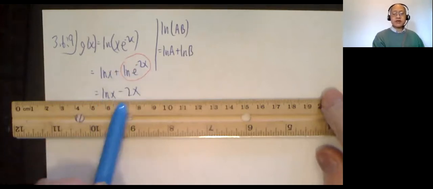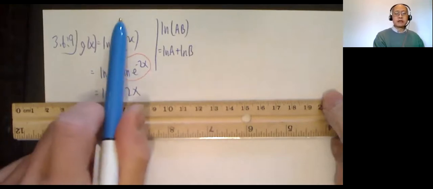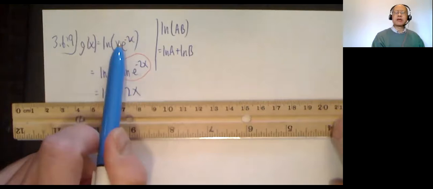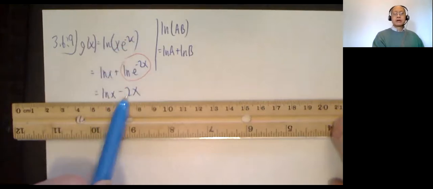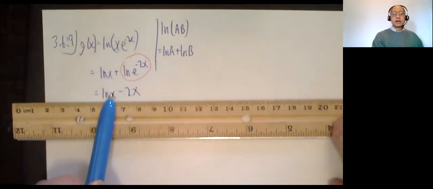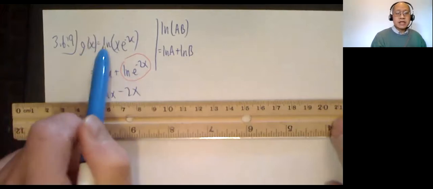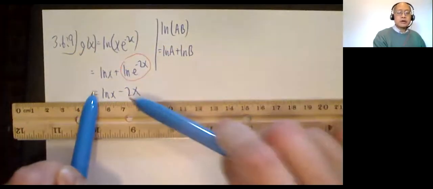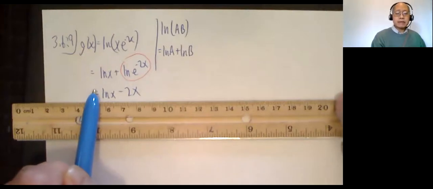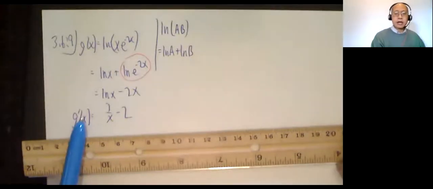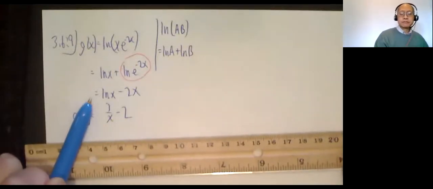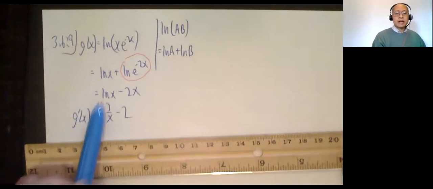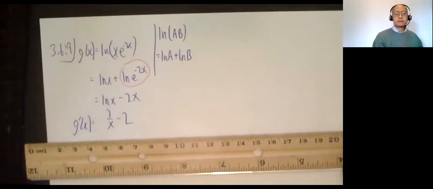So look at how easy this function becomes compared to if I just took it literally from here. You'd have to go 1 over that times the derivative of the inside, which is a product, and there's a chain rule. Now differentiate that. Notice the notation. g of x equals, this is equal to that, equals, this is equal to that. But the next step, I'm taking the derivative. So g prime of x. You cannot just say equals, right? So g prime of x. The derivative of ln x is 1 over x minus 2. And that's it.